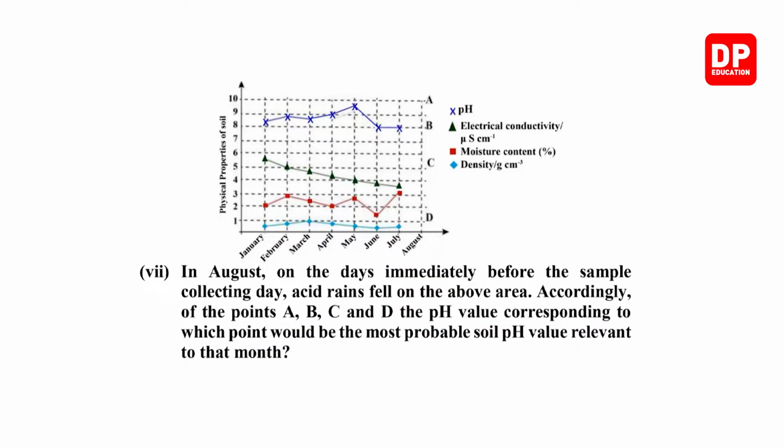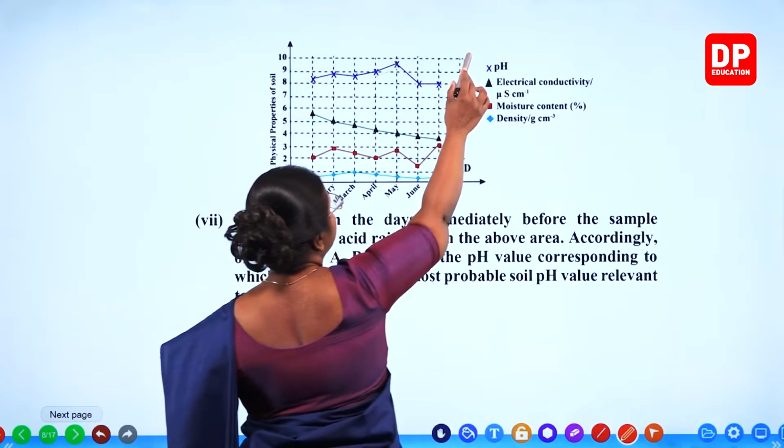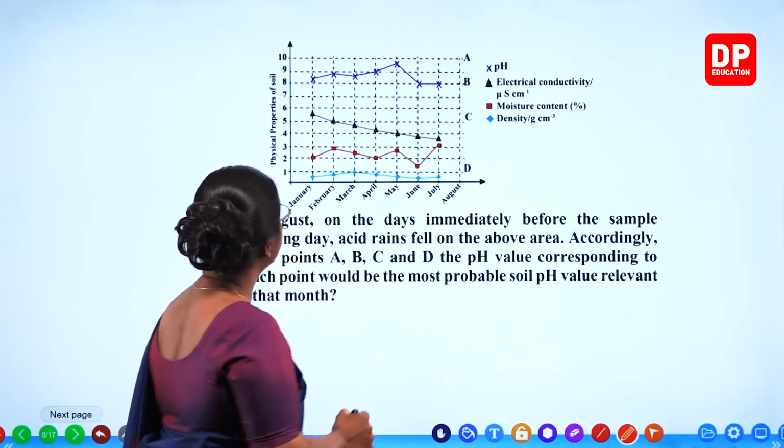Again, the same graph and information. The seventh one, in August, on the days immediately before the sample collecting day, acid rains fell on the above area. Accordingly, of the points A, B, C and D, the pH value corresponding to which point would be the most probable soil pH value relevant to that month. So here there are points marked as A, B, C and D.